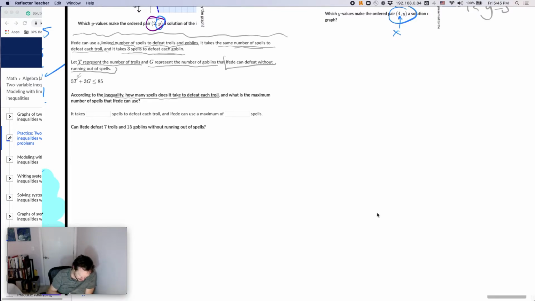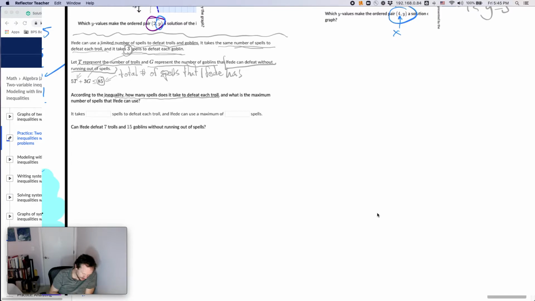So 85 has to be the total number of spells that Ifede has. Now, how do I know that it's that and not something else? Well, because they tell me this 3 here.